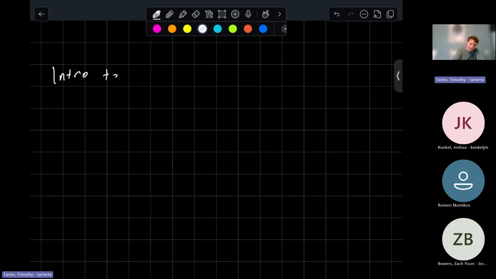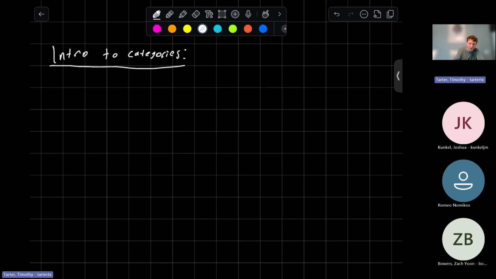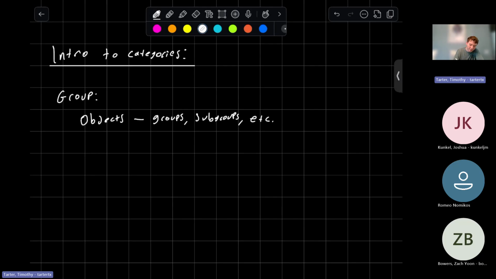So let me start by defining what a category is. I'm going to define it by showing you some examples of categories that you know really well. Groups have their own category. And their category has really two things in it. It has objects, which are groups, subgroups, etc. And it has morphisms, and actually, it has homomorphisms.